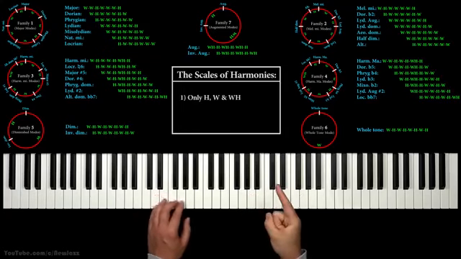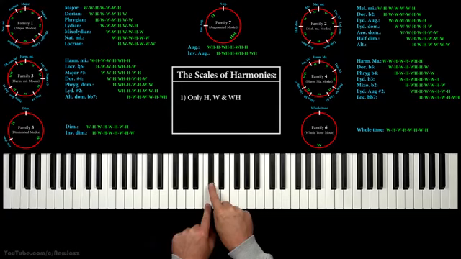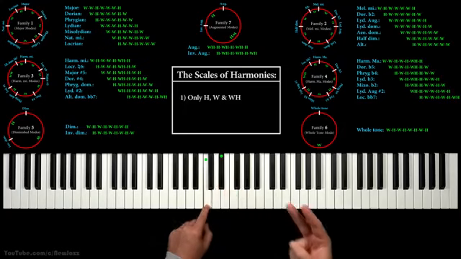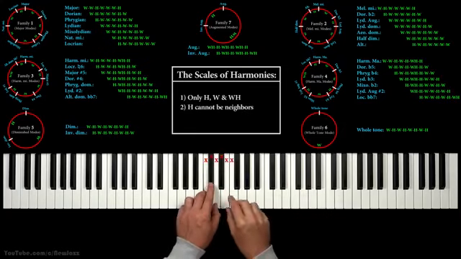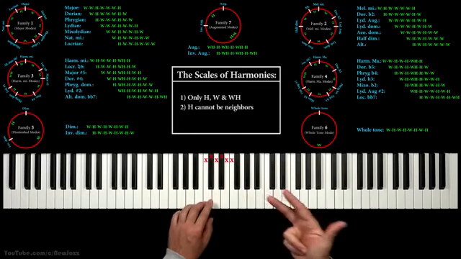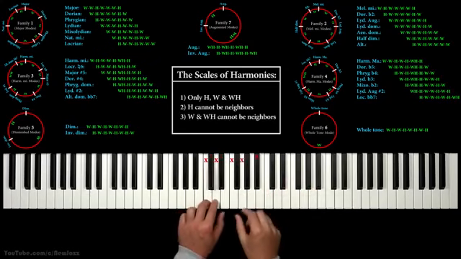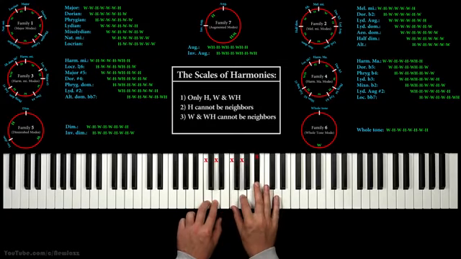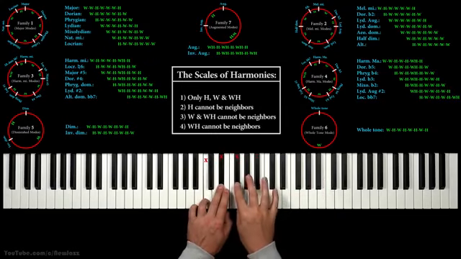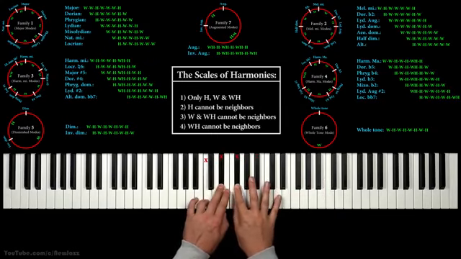Rule number 1. The interval pattern may only contain half, whole, and whole and a half steps. Rule number 2. Half steps cannot be neighbors. Rule number 3. Whole and a half steps cannot be neighbors. And finally, rule number 4. Whole and a half steps cannot be neighbors.